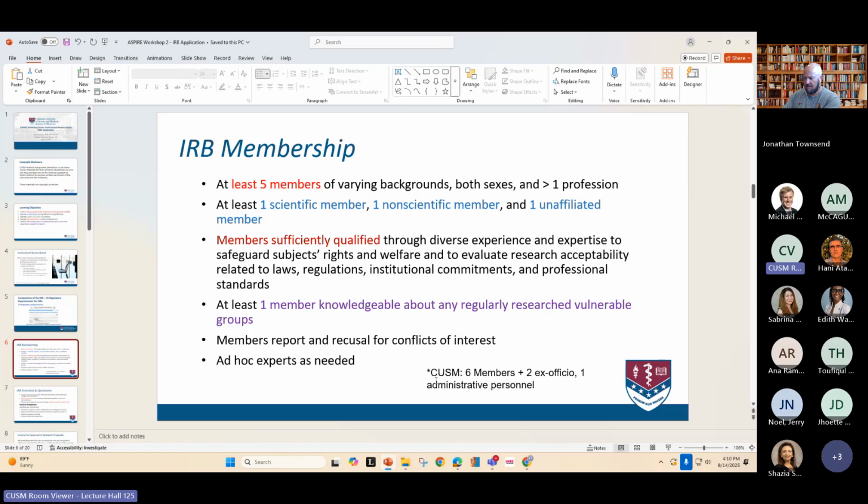You'll note here on the bottom, at CUSM, on our IRB, we have 6 members plus 2 ex officio members and 1 administrative personnel. There are also 2 co-chairs that serve on the IRB. So there are 2 co-chairs, 6 members, 2 ex officio members, and 1 administrative personnel. So our IRB, even though we are considered a small university, is a very solidified IRB committee.